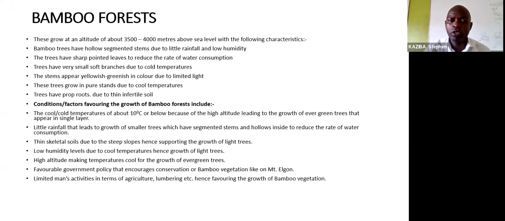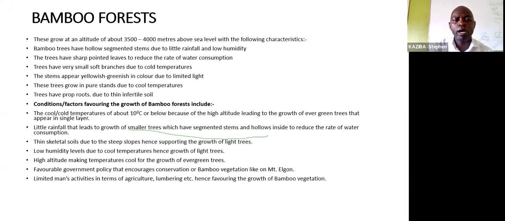Then you give us the conditions for the growth of bamboo forests. Of course, cold temperatures, leading to the growth of trees that are evergreen, and little rainfall. At that height, rainfall received is very little. That's why the trees have smaller nodes.